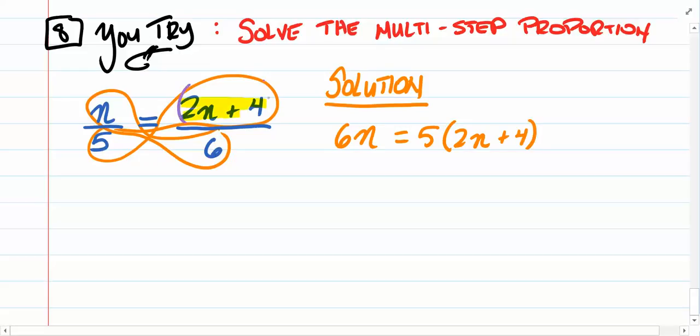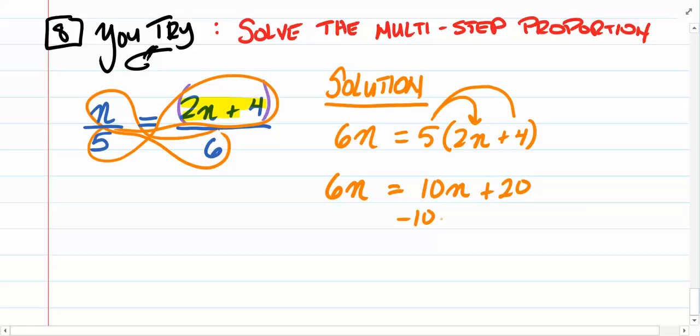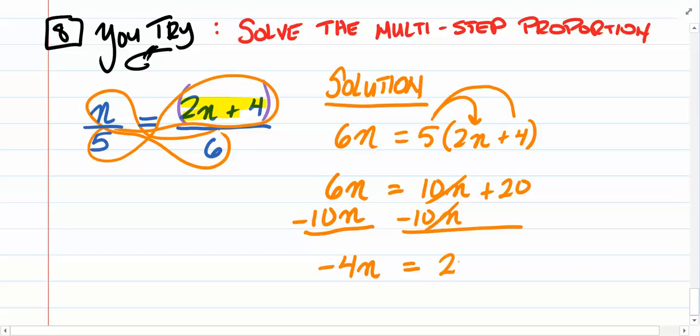Okay, carrying on, I get 6n is equal to, I'm going to distribute. 5 times 2n is worth 10n, and then 5 times 4, of course, is positive 20. Now I want to get n by itself, so I'm going to subtract 10n from this side of the equation, and I'm going to subtract 10n from this side of the equation. 6n minus 10n is negative 4n is now equal to, on the other side, this cancels out to 0, and I have a positive 20. I'm going to now divide both sides by -4 because that's the inverse operation of multiplying by -4. Divide by -4, and I see that n is now worth -5.